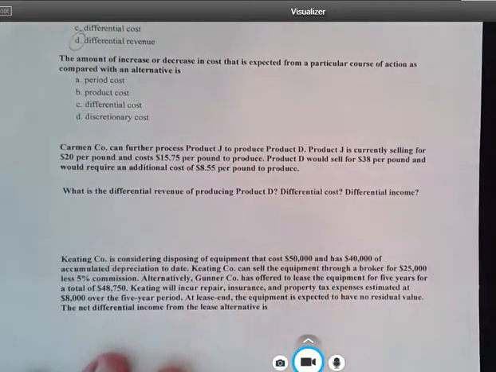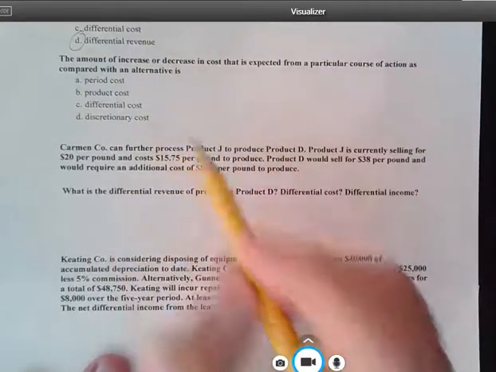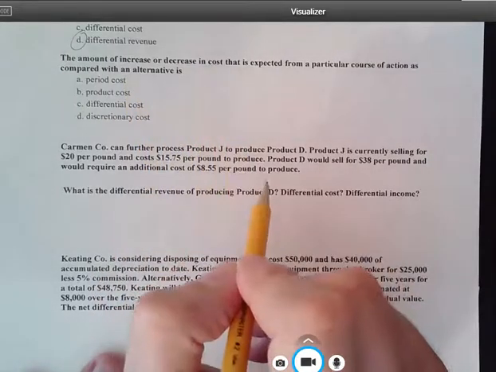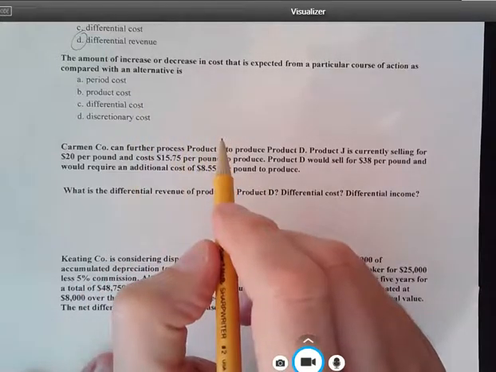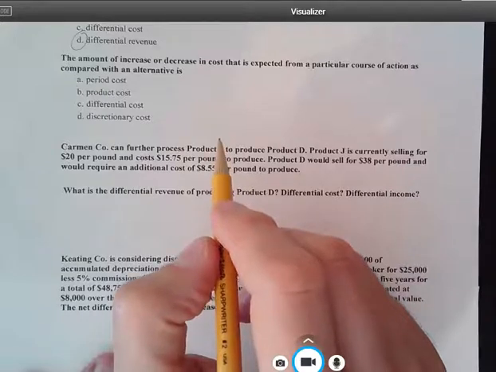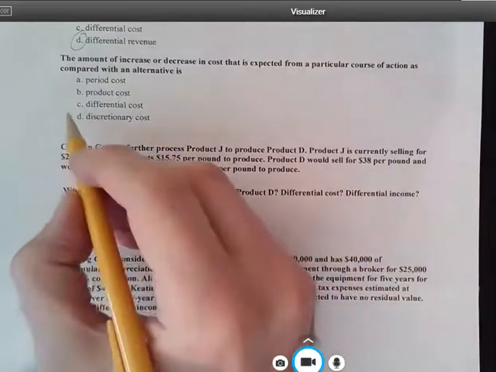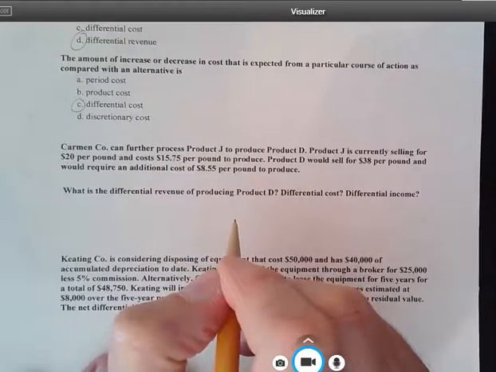Number two, equally easy. The amount of increase or decrease in cost that is expected from a particular course of action as compared with an alternative is, well, at least here we have four different types of cost, so that's good. Well, let's see here. Period costs, these are just our operating expenses that are non-product costs. Product costs are just that, costs that are incurred in the production of a good or service. We have differential costs and discretionary cost. As you might guess, our answer is differential cost. It is one of the three components of differential analysis.